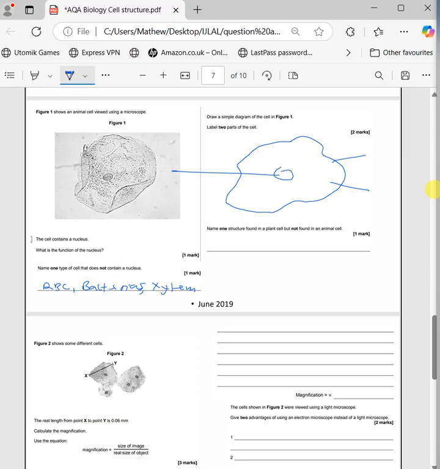Now, name one structure found in plant cells but not found in animal cells. There are a lot of structures in plant cells that you don't get in animal cells. Things like chloroplast, vacuole, those are the answers.